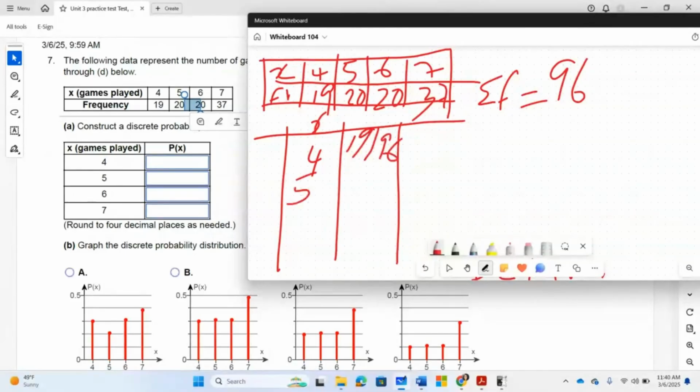For the number 5, the relative frequency is 20/96, which is the same as probability. For number 6, the relative frequency is the same as 5. For number 7, the relative frequency is 37 divided by 96.